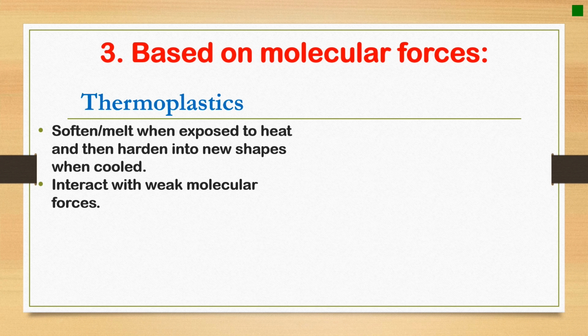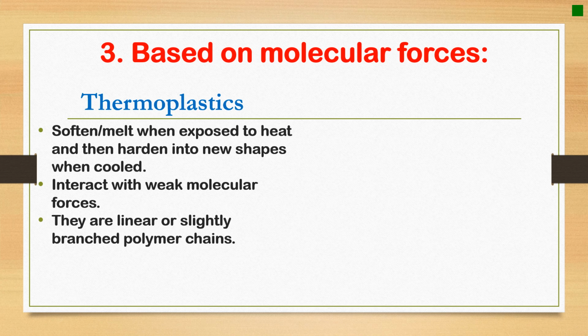This characteristic is caused by the weak intermolecular forces that exist between polymer chains, and it is caused by the presence of the linear or slightly branched polymer chains that we have in thermoplastics. Here you can see this is a structure of a thermoplastic, where you can see that the polymer chains are linear. There are no branches between the molecules of the thermoplastic.